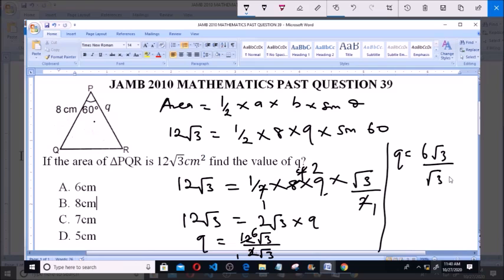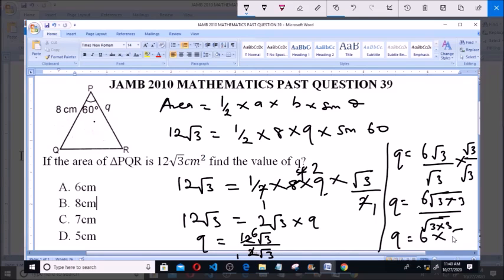Now we won't stop here. We will now multiply this numerator and denominator by root 3. That's rationalization. Now we will rationalize this surd, since it's a surd, by multiplying the numerator by root 3 and also the denominator by root 3. So we have Q is equals to 6 root 3 multiplied by root 3 all over root 3 multiplied by root 3. So Q is equals to 6 multiplied by root 9 all over root 9. Therefore you can now say Q is equals to 6 multiplied by 3 all over 3. 3 will cancel 3. Therefore Q is equals to 6. So the answer is 6 centimeter, which is option A.